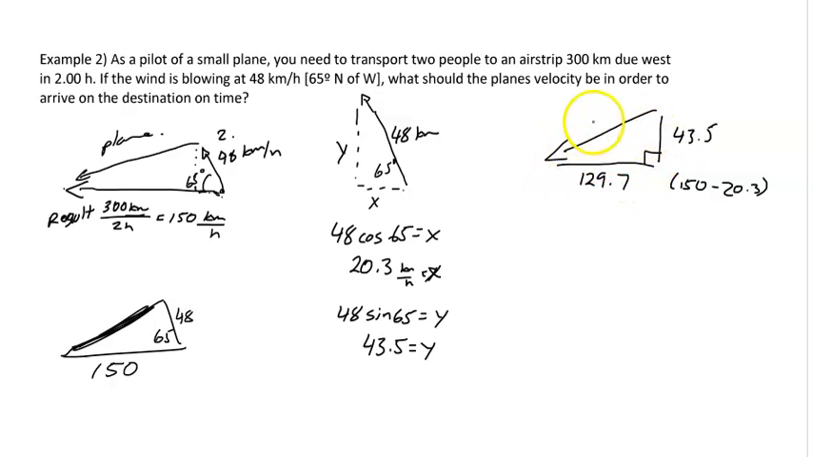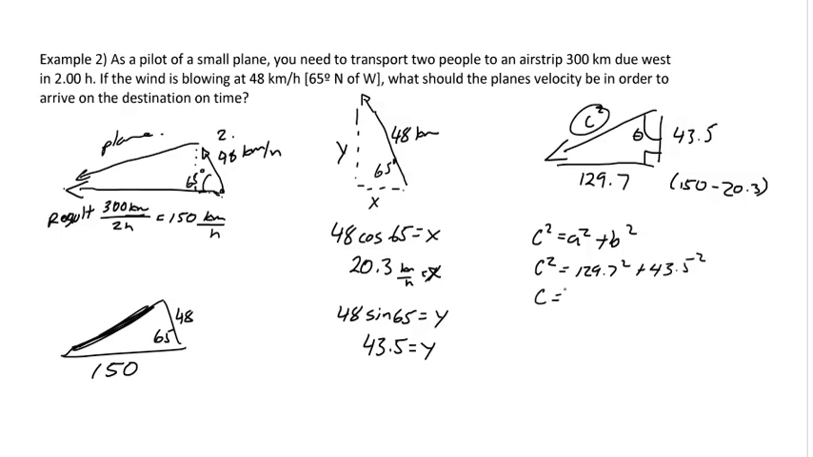We've now got our components, and we now need to find our velocity using Pythagorean theorem and find the angle using tan. Okay, in this case here, looking for this angle, well, actually, let's look for c squared is equal to a squared plus b squared using Pythagorean theorem. That's 129.7 squared plus 43.5 squared. That is going to get you 136.8 kilometers per hour.